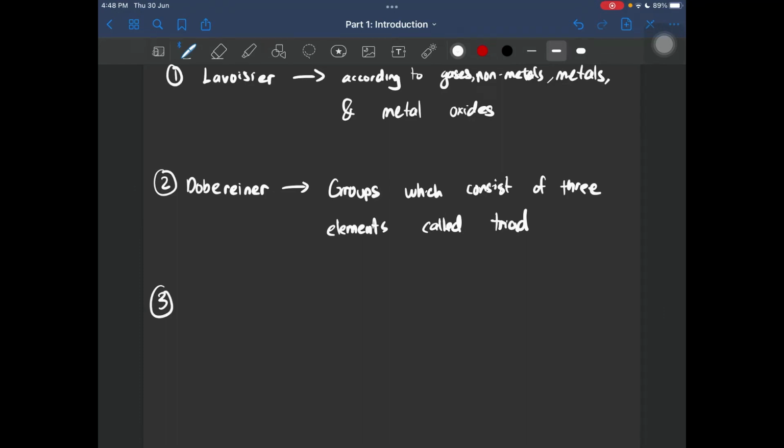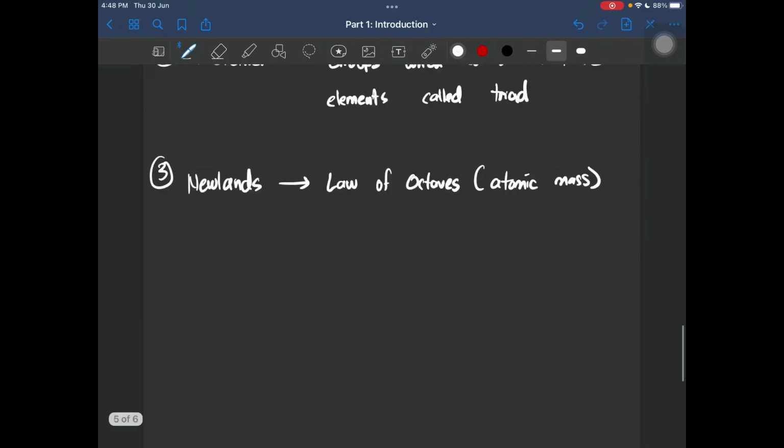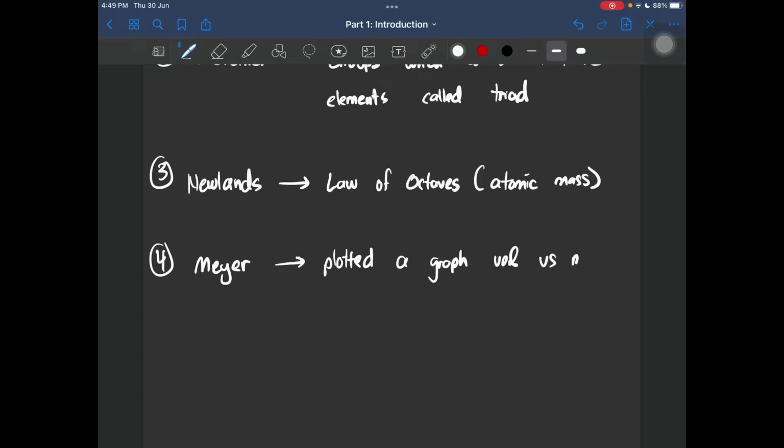Next, you have Newlands. Newlands proposed the law of octaves, in which he arranged the elements according to their atomic mass. Then came the 3 M's. Fourth, there was Meyer. Meyer plotted a graph of atomic volume versus atomic mass.